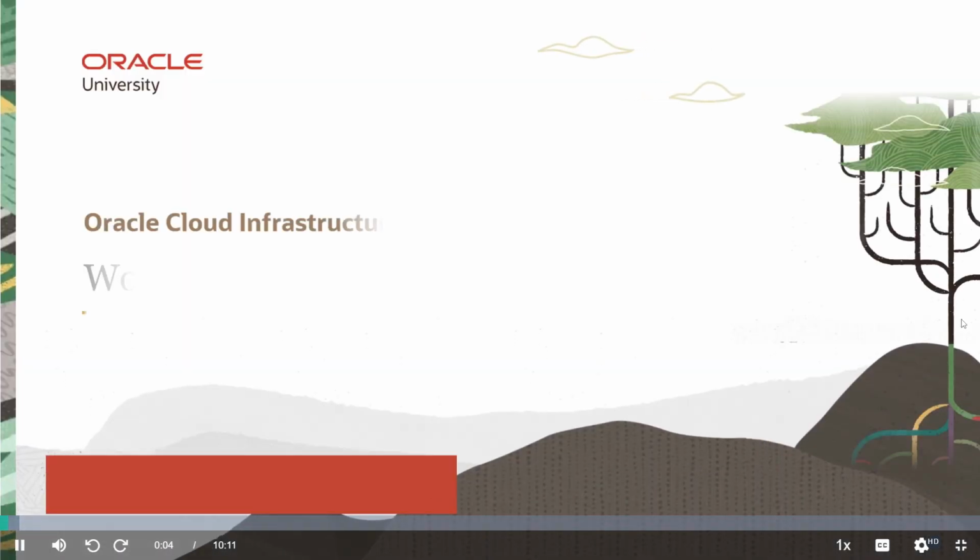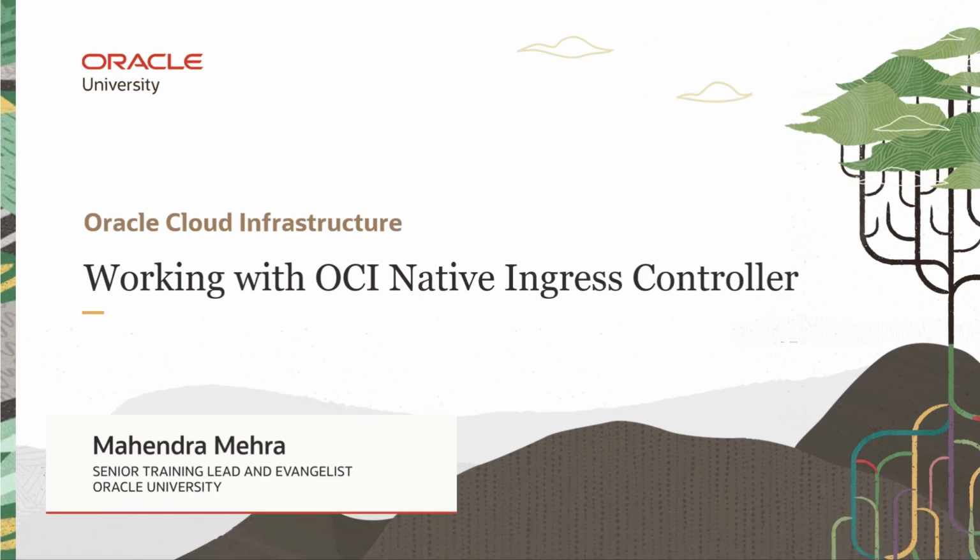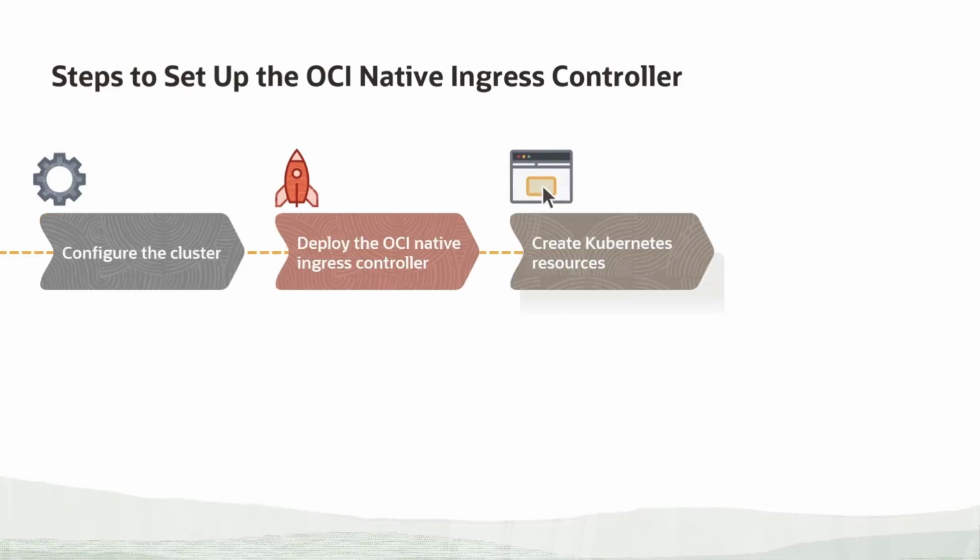Welcome back. Let's continue our exploration from where we left off in the previous video. Now, to fully utilize the OCI native ingress controller, you need to create several Kubernetes resources. Here's a breakdown of each resource. First one is the ingress class parameter resource. This custom resource defines the specifics of the OCI load balancer that the OCI native ingress controller will create.